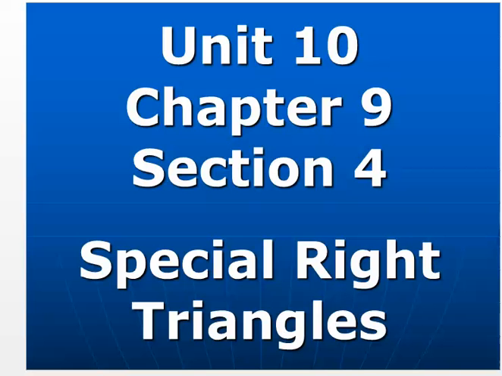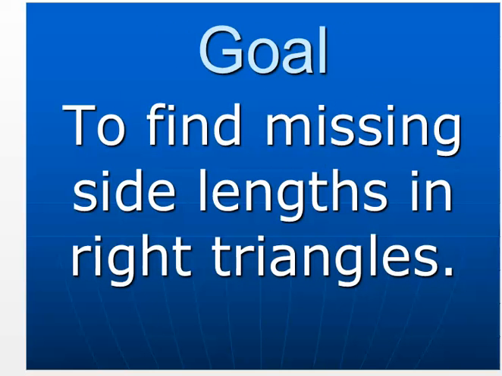Continuing in Unit 10, we're in Chapter 9, and this is Section 9.4. We'll be talking about special right triangles. Our goal is to find missing side lengths in right triangles, and there are two types of specific right triangles we'll be working with because they have properties regarding the angles and the sides.